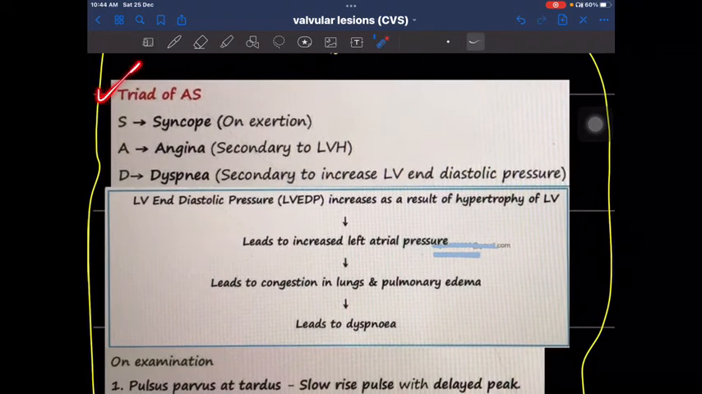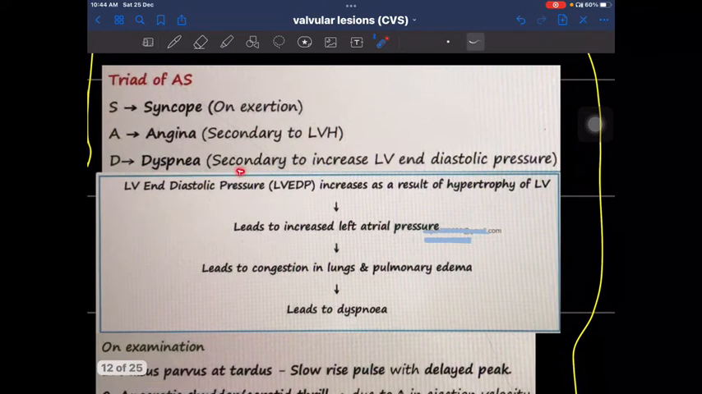This is very, very important. The triad of AS: if anybody asks you what are the most common clinical features in AS, you will say SAD. SAD: syncope on exertion, angina secondary to left ventricular hypertrophy, and dyspnea. Dyspnea is secondary to the increased left ventricular end-diastolic pressure.